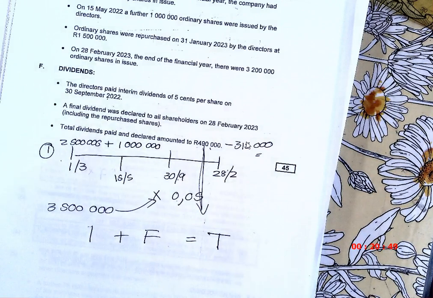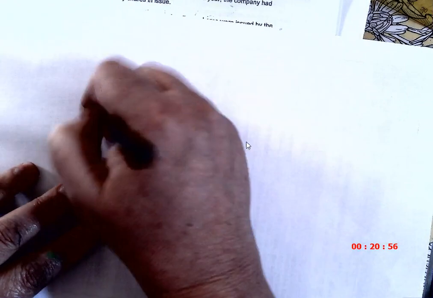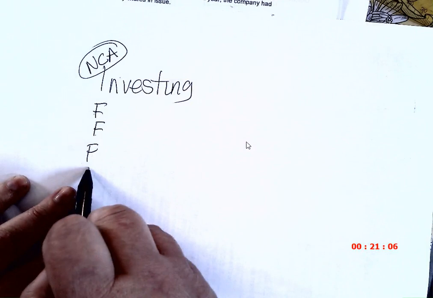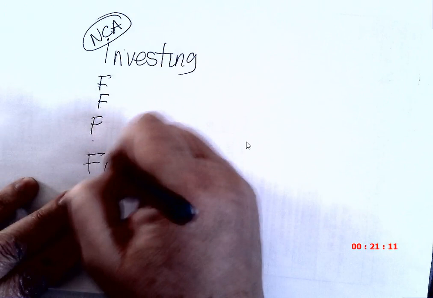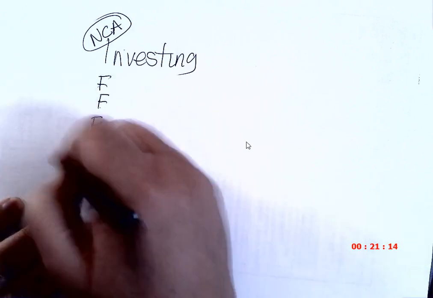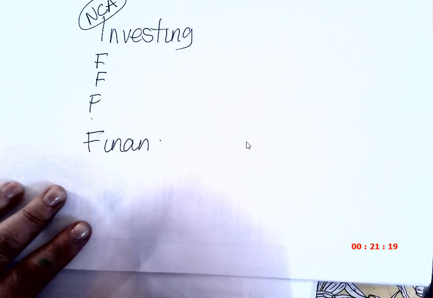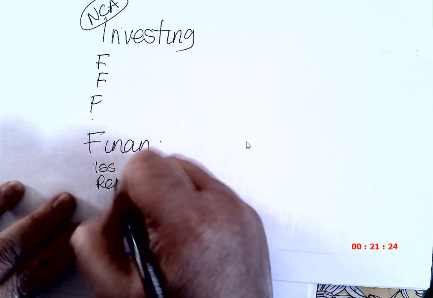This is what I want to say. Please, guys, be very careful. Investing is your F's. This is your non-current assets. Okay? So it's buy fixed assets, sell fixed assets, increase, decrease, fixed deposit. Financing is where did I get the money from to do the business? And this would be the issue shares, the repurchase shares, and the loan.